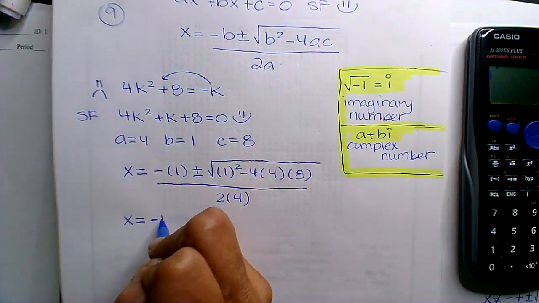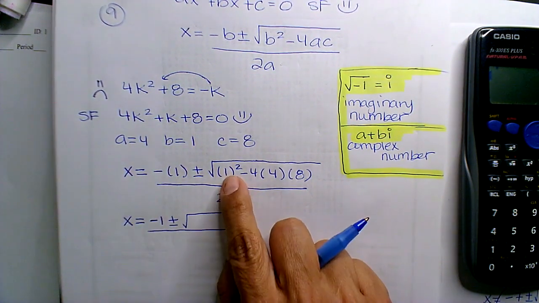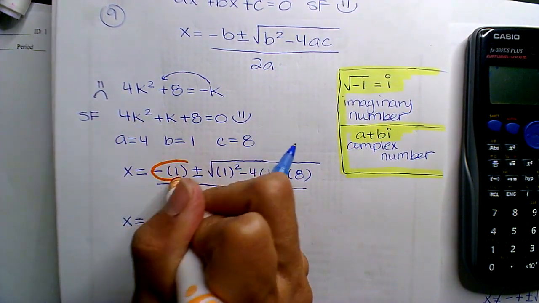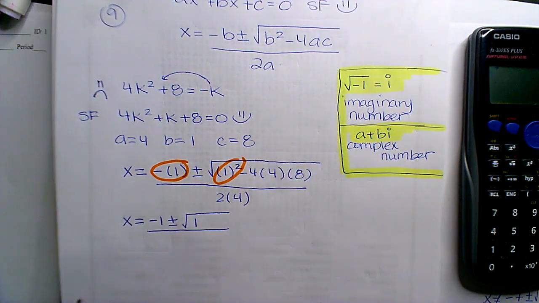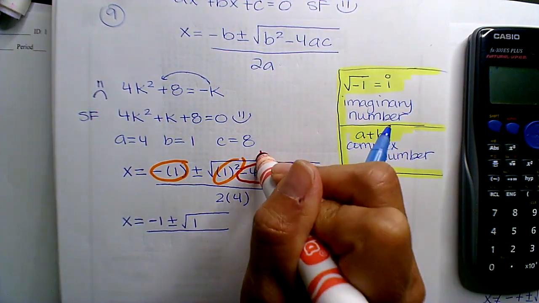Negative times 1 is negative 1, plus or minus. Put a square root. 1 squared is 1, right? Here, let's do this so you kind of follow. So that gave me that. I did this. Okay, this has to be all in one. All of this gets multiplied together.